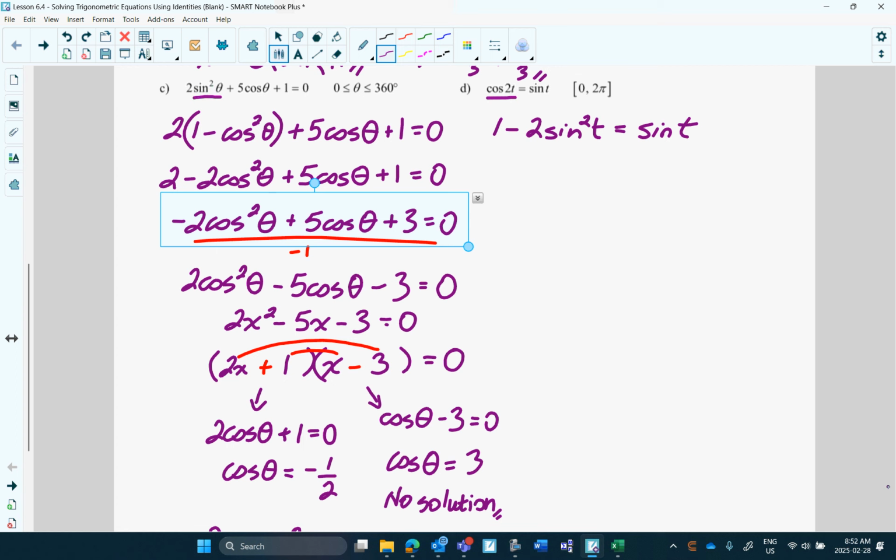Now we've got to factor. Let's bring everything over to the right, because then it's going to make this negative 2 sine squared t positive. So 0 equals, when I pull this over, it becomes positive 2 sine squared t. The sine t is already over there and it's positive. And when I pull the 1 over to the right, it becomes negative. And now I've got another one of these ax squared trinomials.